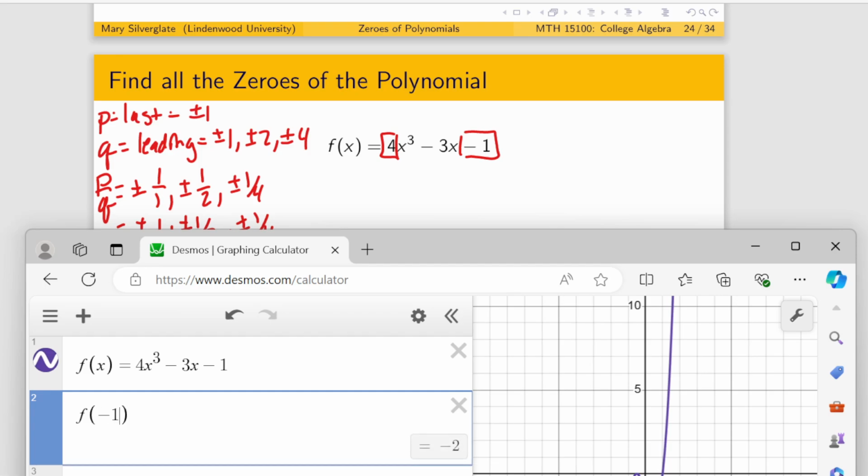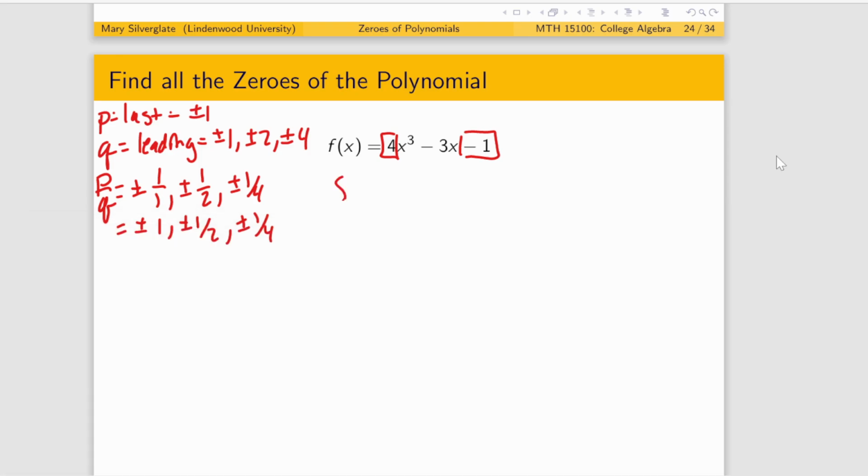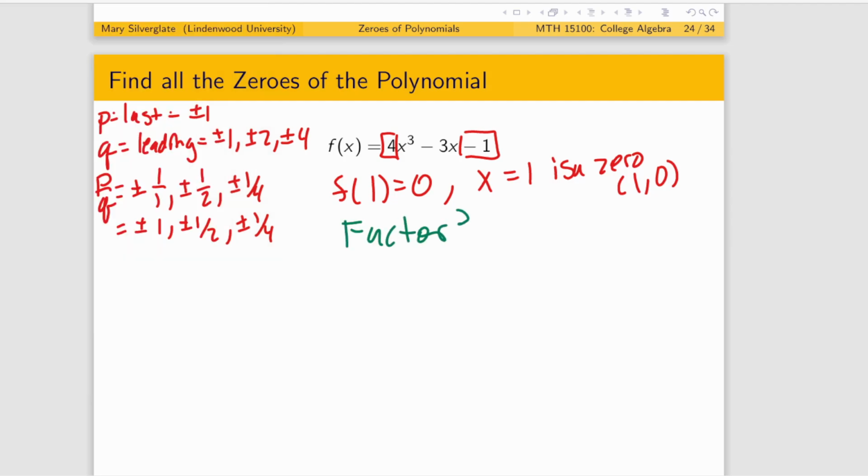If I plugged in -1, not a 0 because that equals -2. But positive 1, x equals 1, is a 0. So since f of 1 is 0, x equals 1 is a 0. We know the point 1, 0 exists. So what does that mean that we know in terms of our parentheses? Well, we must have a factor of x minus 1 to get that result, because if you're thinking backwards, that would result in the mini equation of x minus 1 is 0, so x equals 1. So since I know x minus 1 is a factor, I can divide this guy by x minus 1.